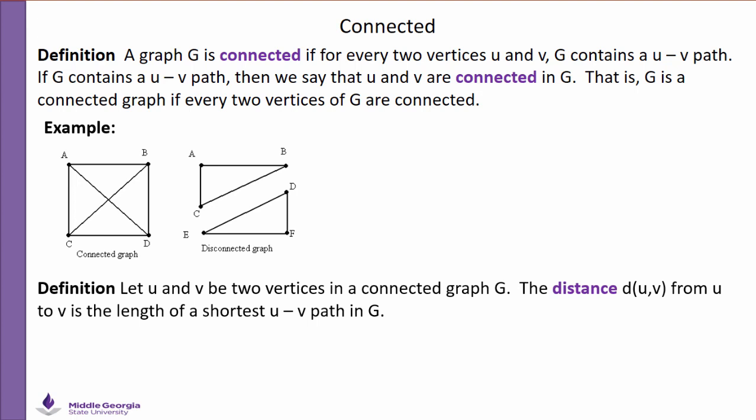One of the paths would be A, B, D, C. That is of length 3. Another path would be A, D, C. That's of length 2. Another path would be A, C, and that's of length 1. There are a few other paths there, but the shortest path is the path AC, which is of length 1. So the distance between vertex A and vertex C, d of AC, equals 1.